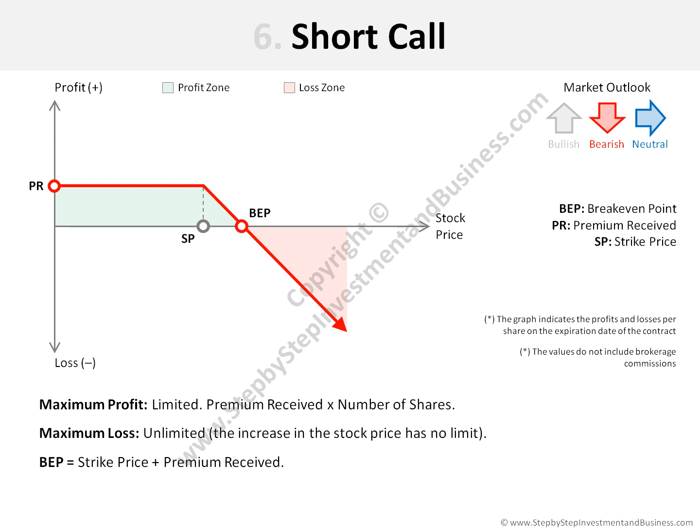The break-even point is equal to the strike price of the option plus the premium received. The break-even point defines the profit and loss zones. In our case, for stock prices lower than the break-even point, we are in a profitable situation. In contrast, for stock prices higher than the break-even point, we are in a losing situation.